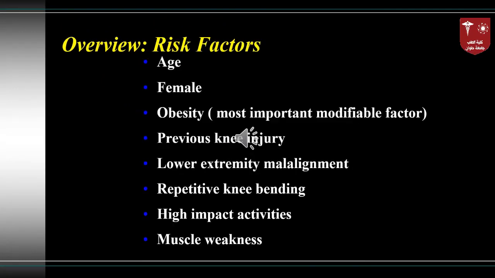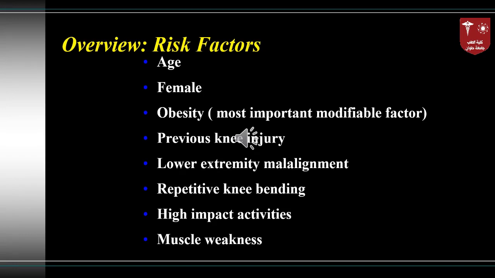Why do not all people develop osteoarthritis? In other words, why do some people develop more osteoarthritis than others? Those are the risk factors causing osteoarthritis. The age. Of course, it is a sort of aging disease, so older people are more prone to have osteoarthritis than the younger ones. Being female also makes one more prone to osteoarthritis. Those factors are inevitable or uncorrectable, but obesity comes on top of the modifiable factors.